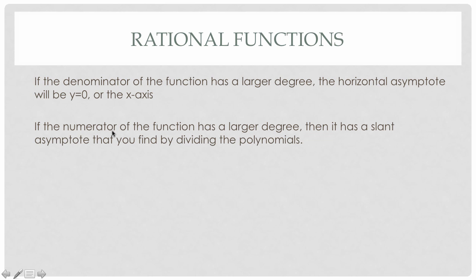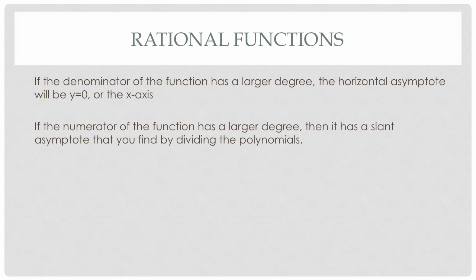But if the numerator of your rational function has the larger degree, it gets a little bit more complicated. It has what we call a slant asymptote. So it's going to go towards a slanted line. And what you do is you actually divide the polynomials. You divide the numerator by the denominator, and you take your result, ignore the remainder, and just look at what you get for the division. That's going to be the line that your rational function will tend towards.